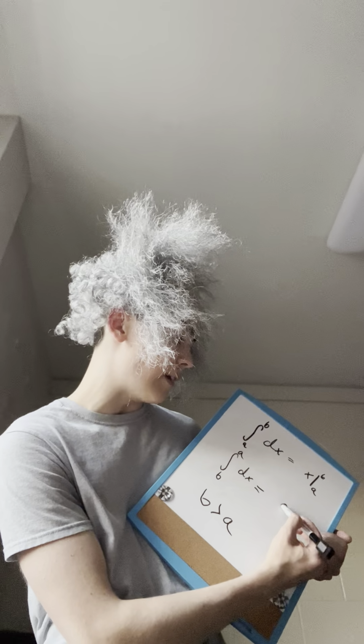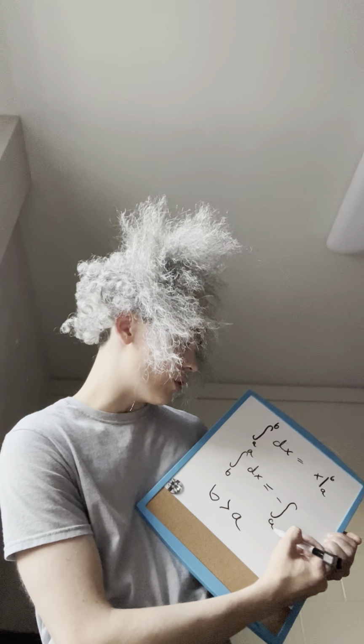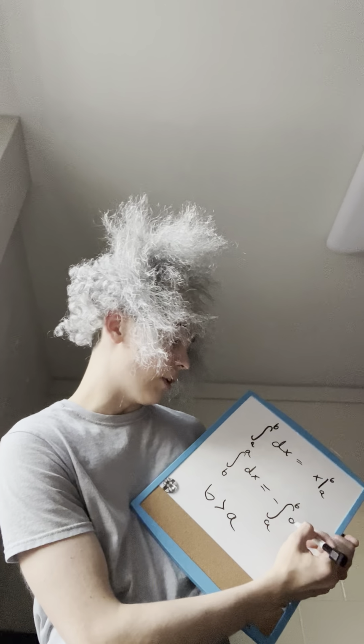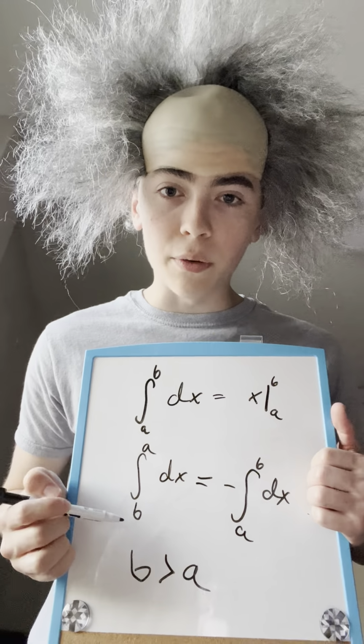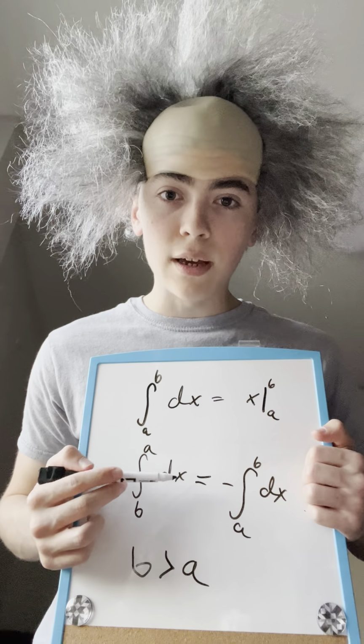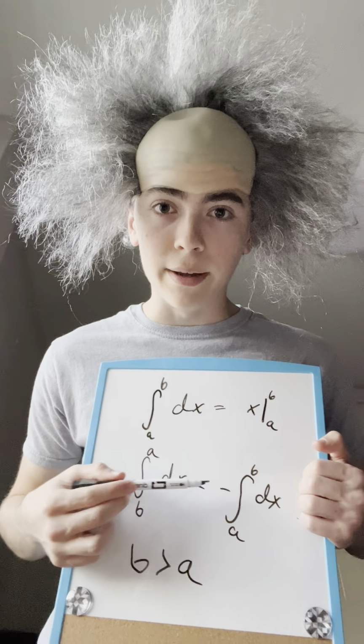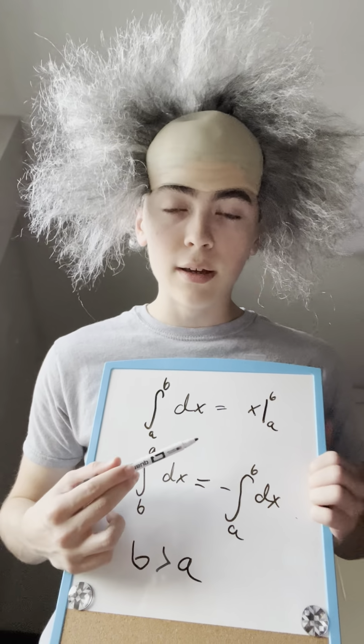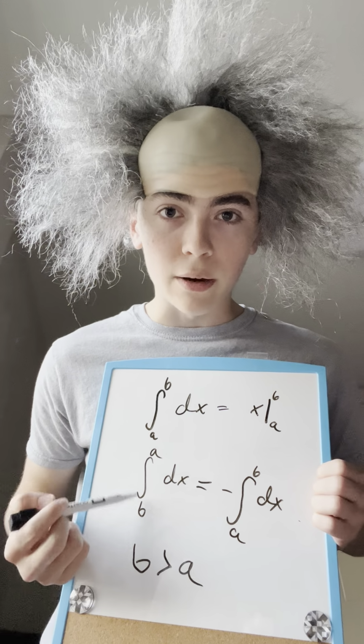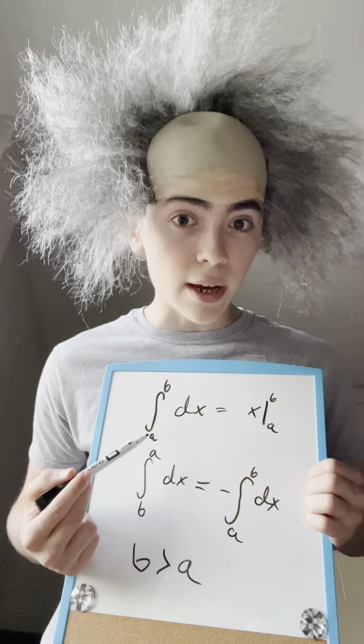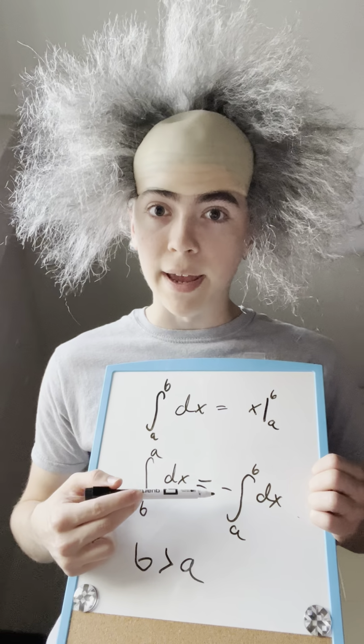Because what ends up happening is if you flip the bounds, and this is an important identity, you actually are just multiplying your result by -1. So this is an important one here. The integral from B to A of dx is going to be equal to -1 times the integral from A to B. So all that happens when you flip your bounds, you put the top one on the bottom and the bottom one on the top, is you multiply your result by -1.